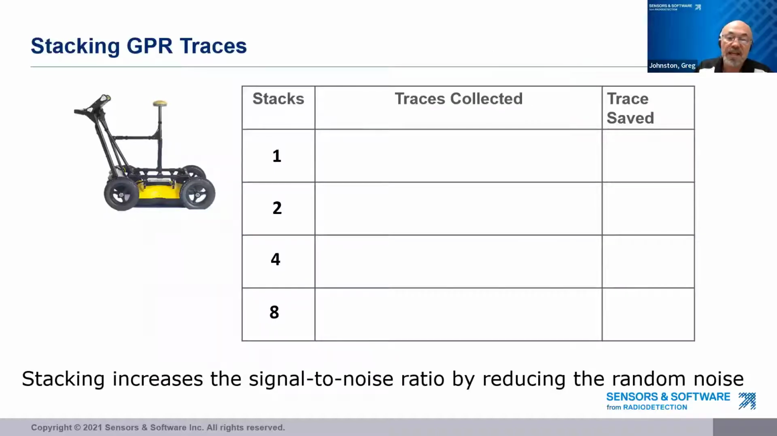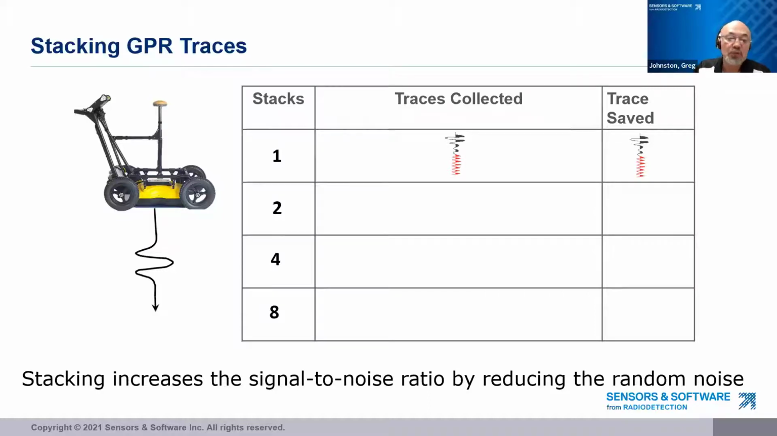Let's talk about stacking. The idea of stacking is rather than collect the GPR data trace once and save it, we actually collect the GPR trace multiple times, average those multiple traces, and only save the average trace. For example, if we stack our data once, we fire the transmitter, we collect that trace, and we end up saving that trace.